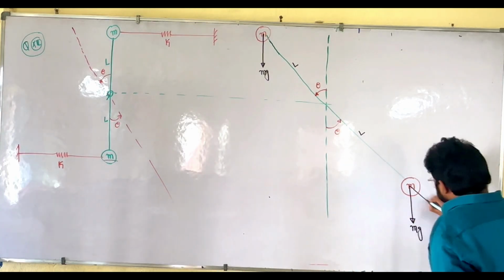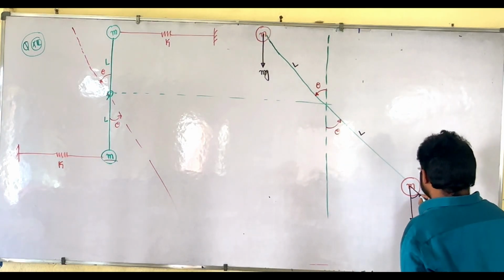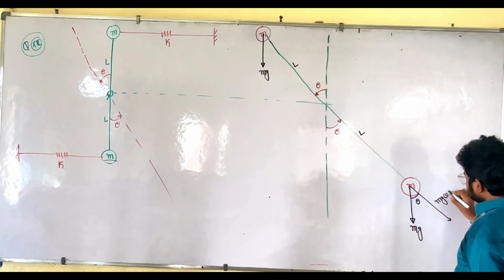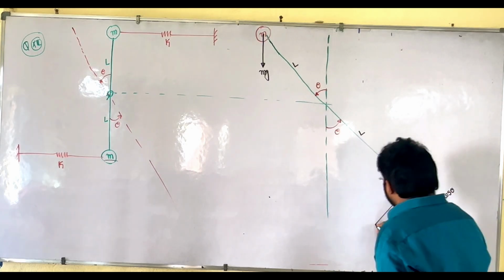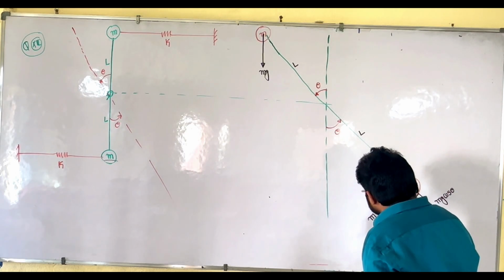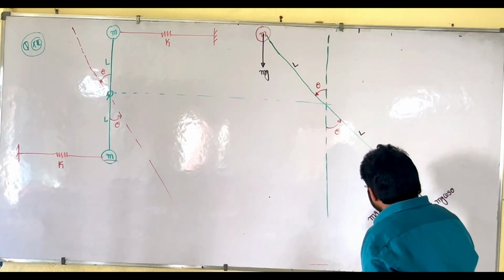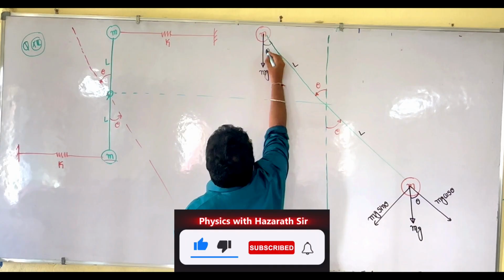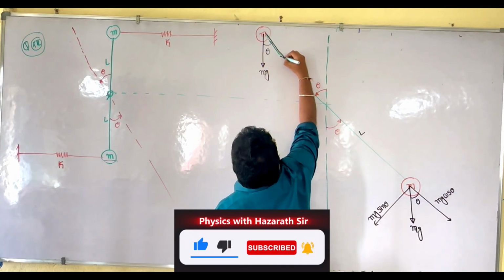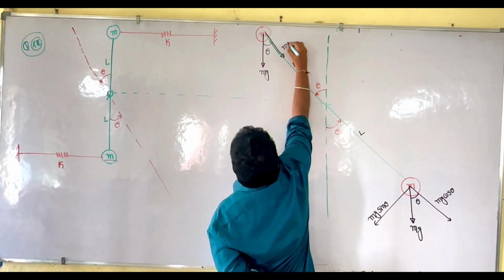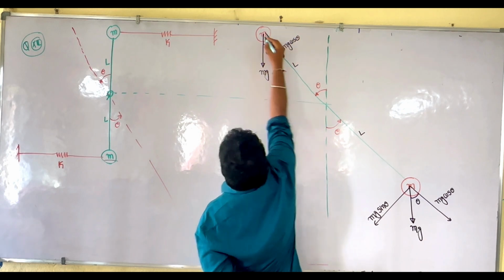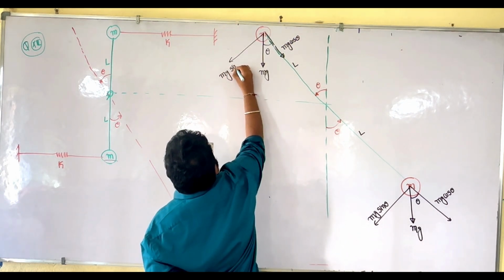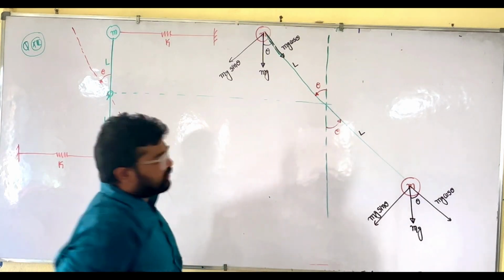Okay, focus. Along this direction how much? This is theta. mg cos theta and mg sin theta. If it is theta, it would be theta. Along this direction, mg cos theta. Along this direction, mg sin theta. Are you following?